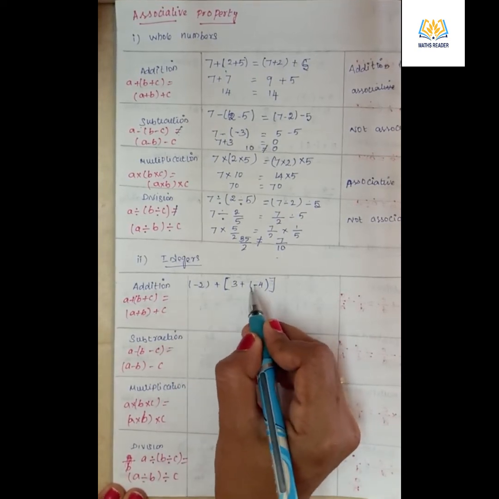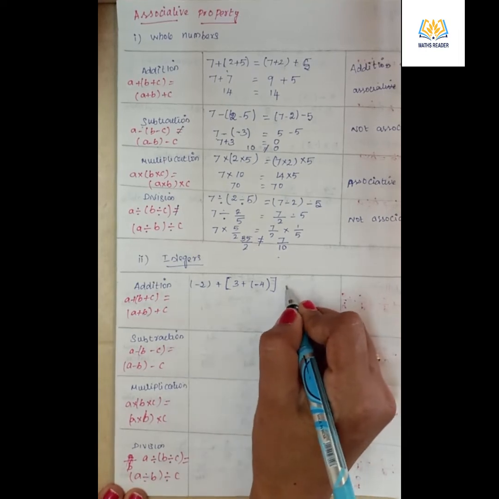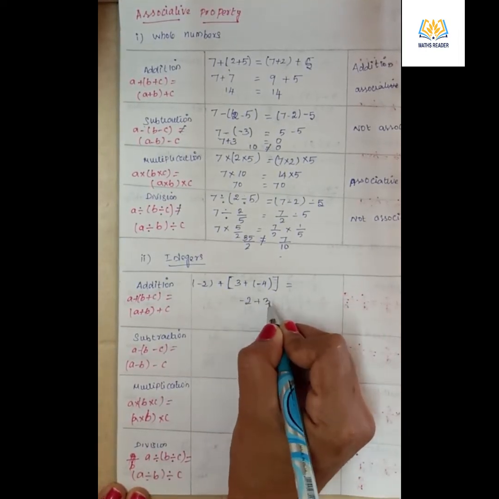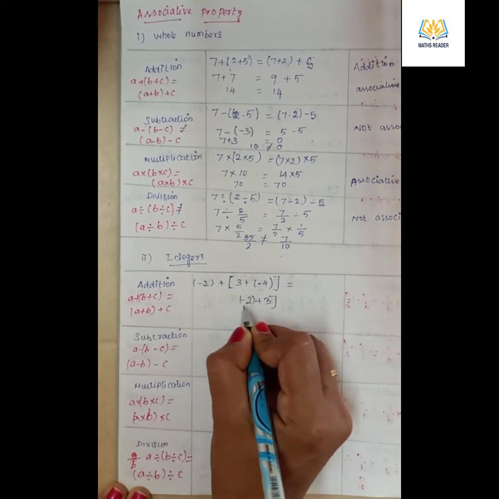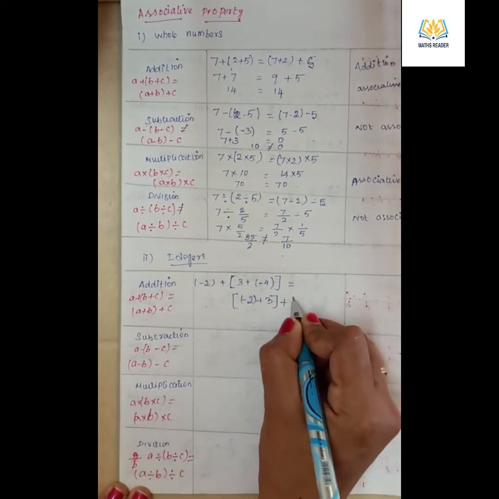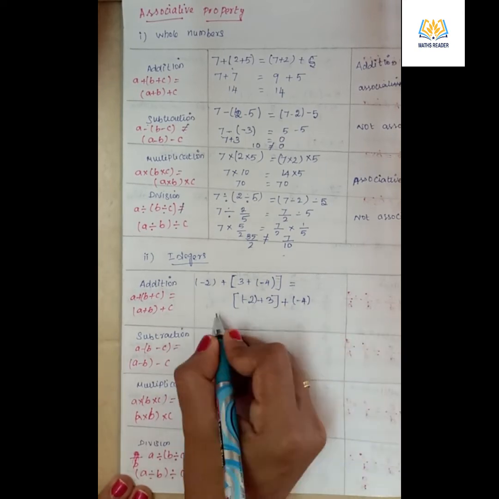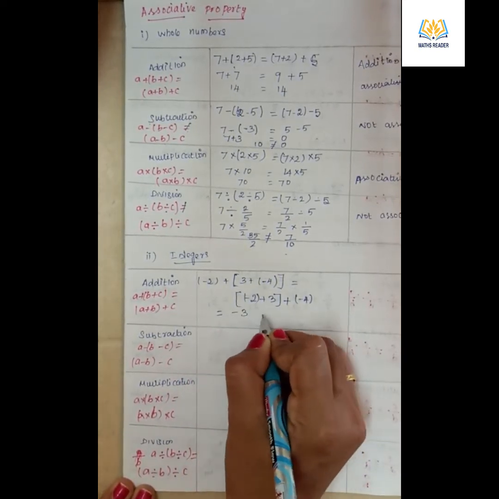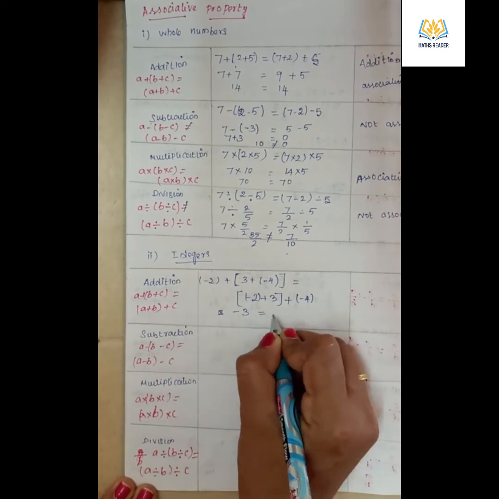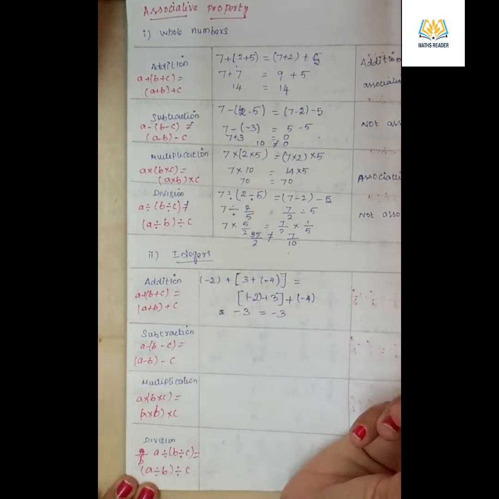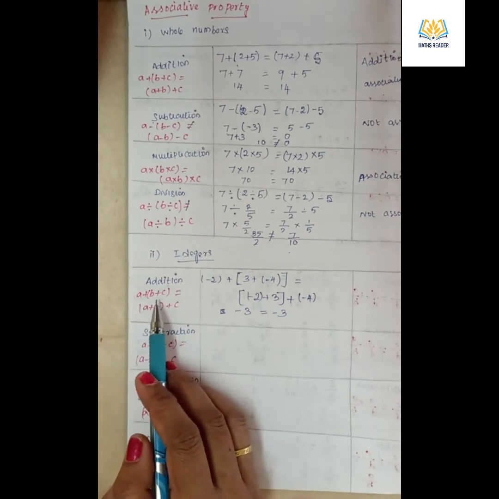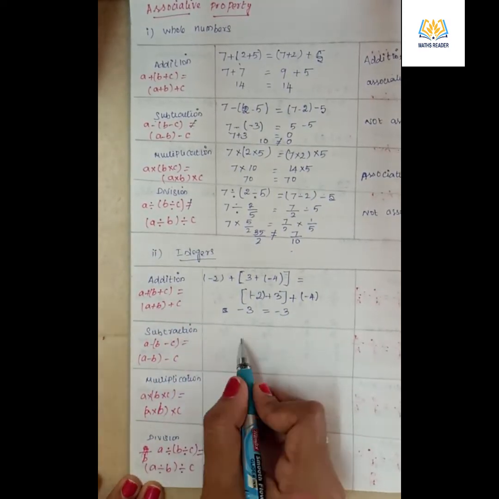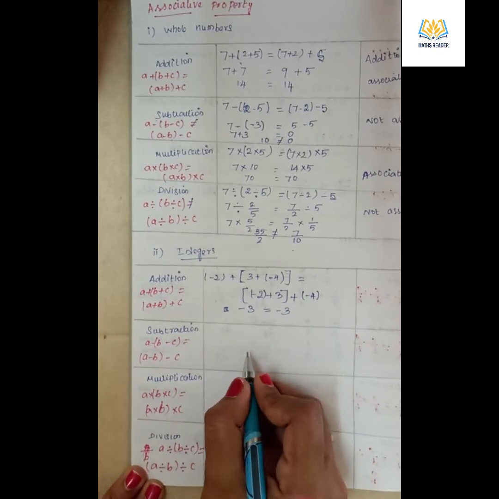Minus 4 is an integer. 3 and minus 2 are also integers, which is equal to minus 2 plus 3 plus minus 4. So what will be the answer? Left hand side we will get minus 3 and right hand side also minus 3. So (A plus B) plus C equals A plus (B plus C). So this addition satisfies the associative property.